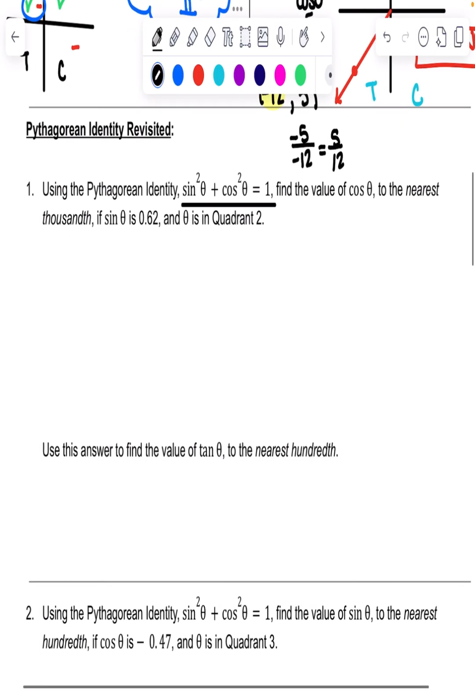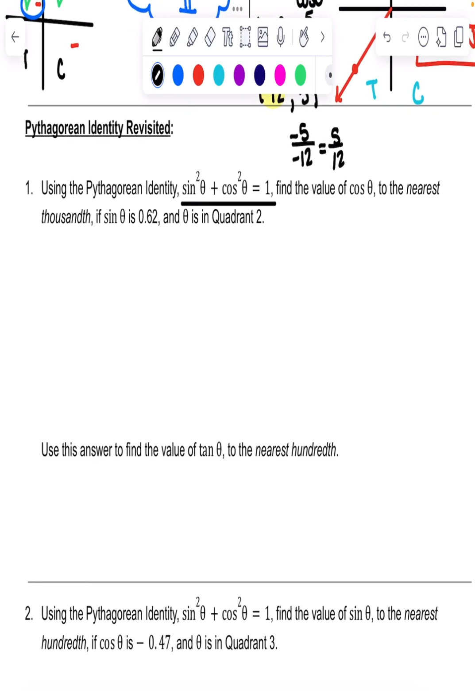It says, using the Pythagorean identity, find the value of cosine. So let's make cosine blue. And the value of sine is 0.62. We're in quadrant 2.